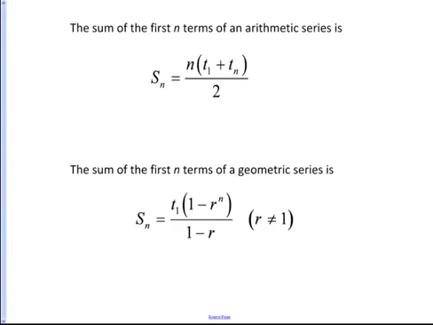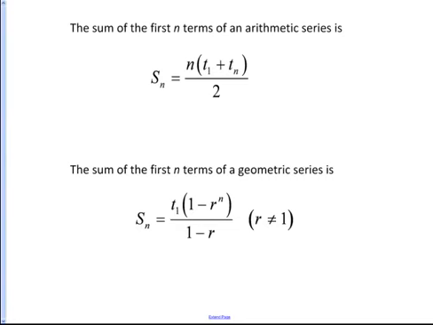And even though we haven't explored it, this formula is how you would add up the terms of a geometric series. The sum of the first n terms is equal to the first term times 1 minus the common ratio to the n power, all over 1 minus the common ratio. The placement of the parentheses there is really important. And also notice that you don't need the last term of a geometric series to add them all up. You just need the first term, the common ratio, and the number of terms that you're adding.